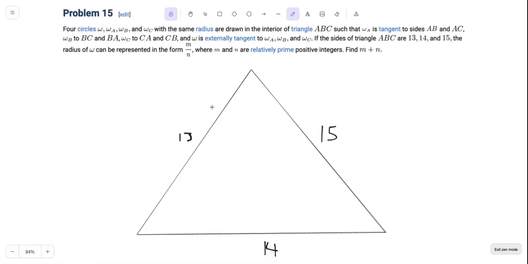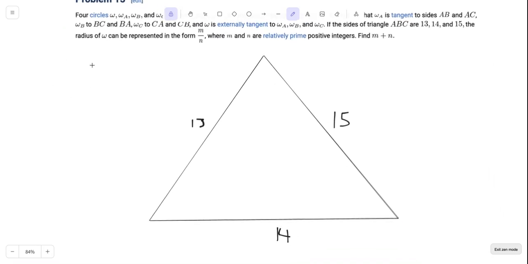Today I'm going to go over the 2007 AIME II number 15. This is number 15. So, where should we look?